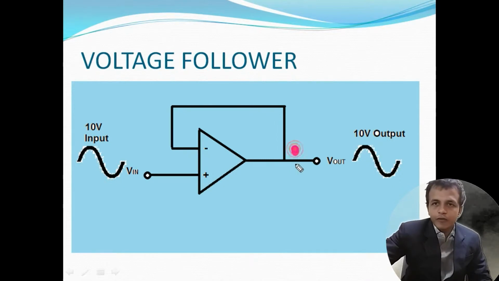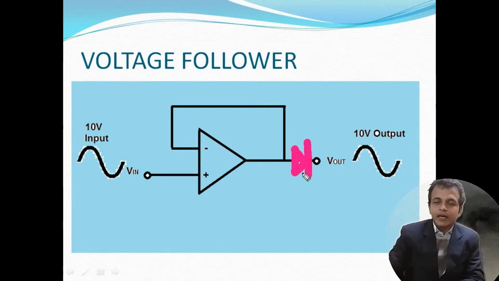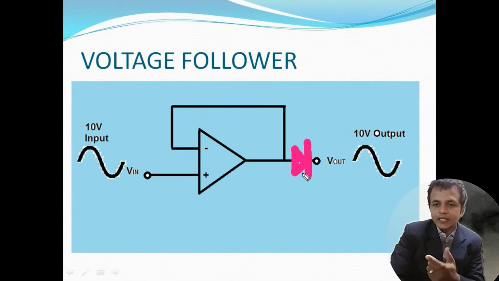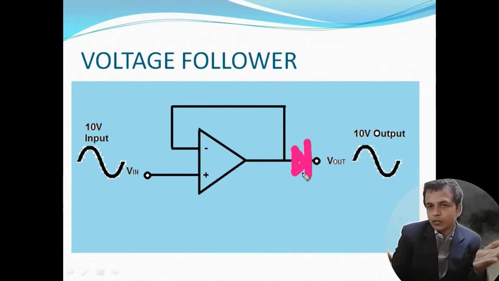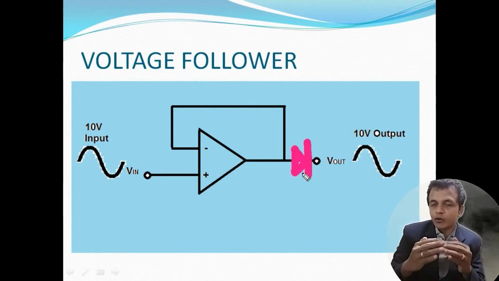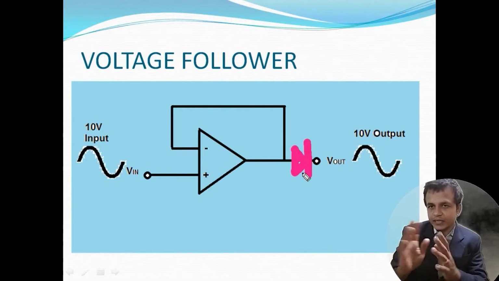Now what happens if we connect a diode here at the output? This circuit will perform a rectifying operation. We know what a rectifier is: a circuit used to convert alternating current into direct current, AC into DC. Using a diode it is converted into pulsating DC, and after that by using a voltage regulator, the pulsating DC is converted into pure DC. This is what we do in converting AC into DC.